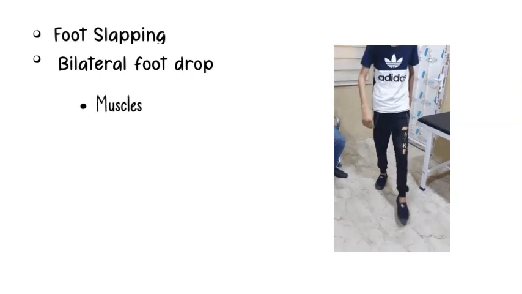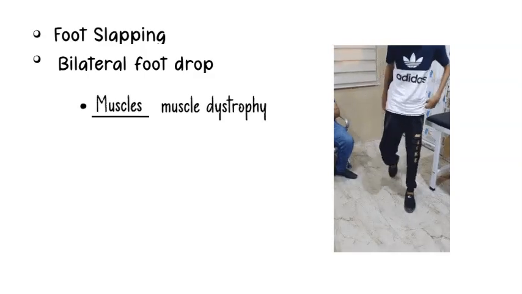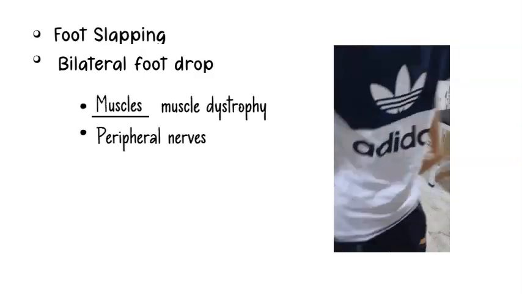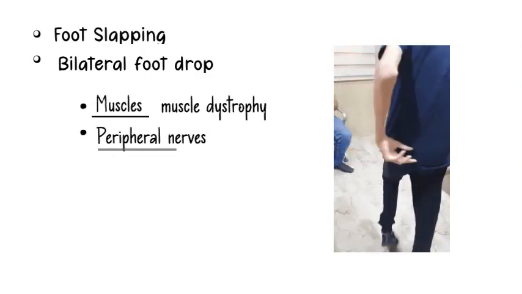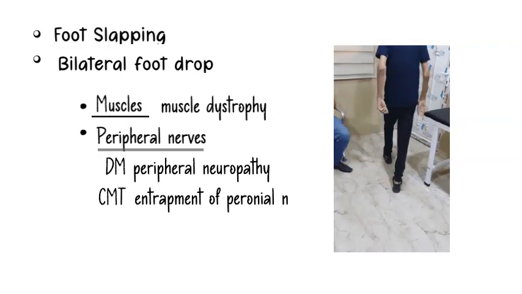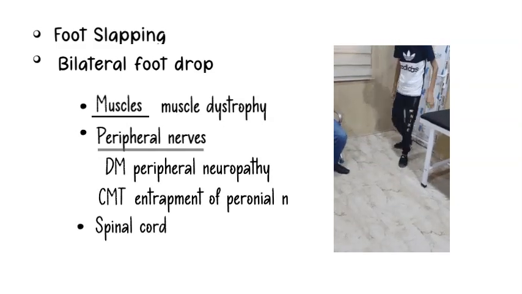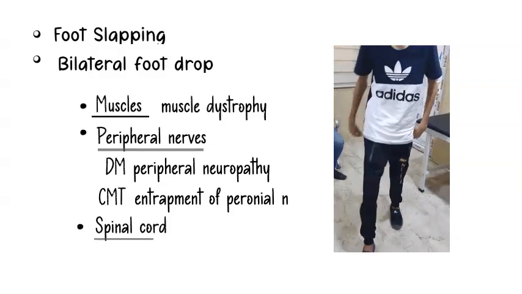Now let's watch this patient while walking with foot slapping. He elevates his thighs in order to prevent his feet from getting stuck to the ground, which occurs in bilateral foot drop. Causes could be in the muscles, like in muscular dystrophy, or it could be in the peripheral nerves, like in diabetes, Charcot-Marie-Tooth, and entrapment of the peroneal nerves.